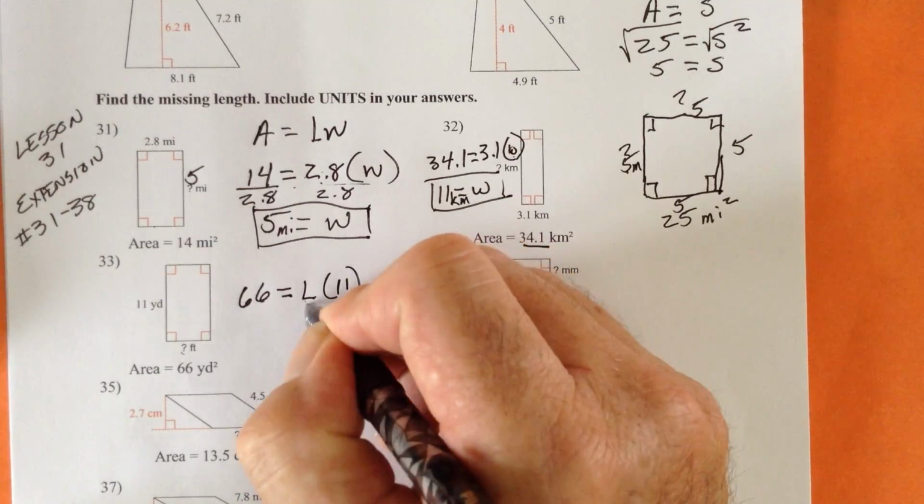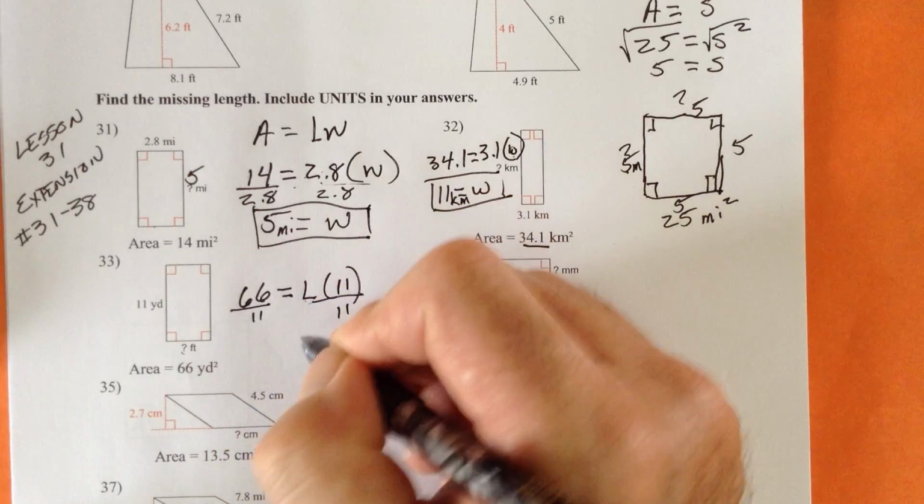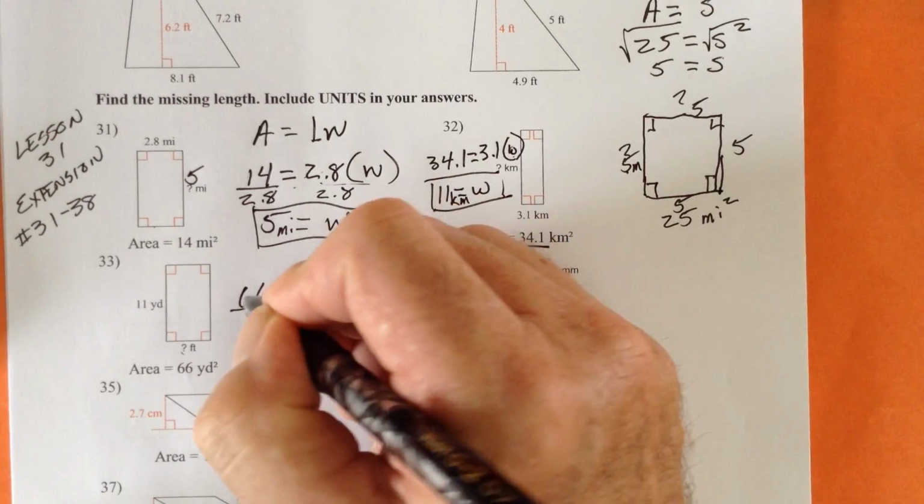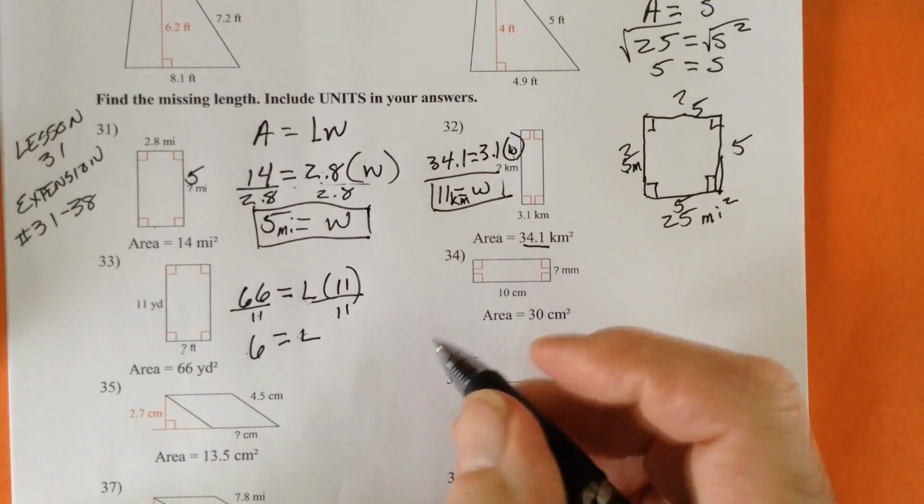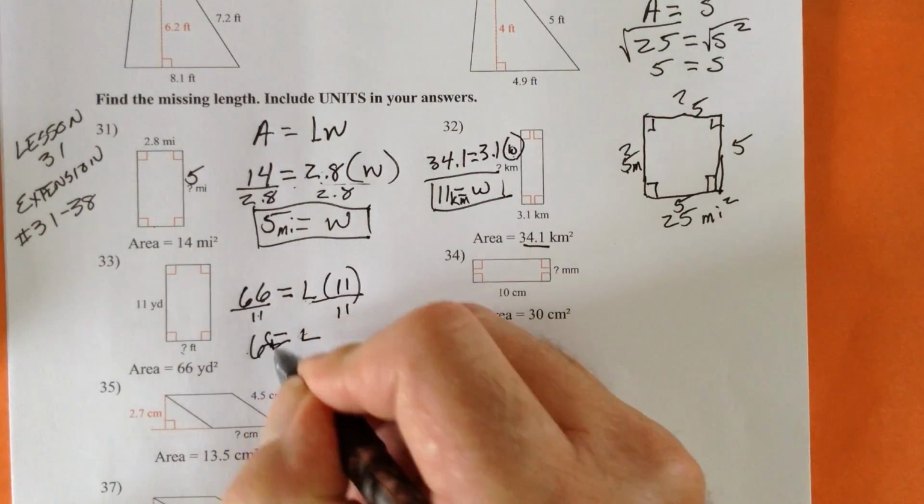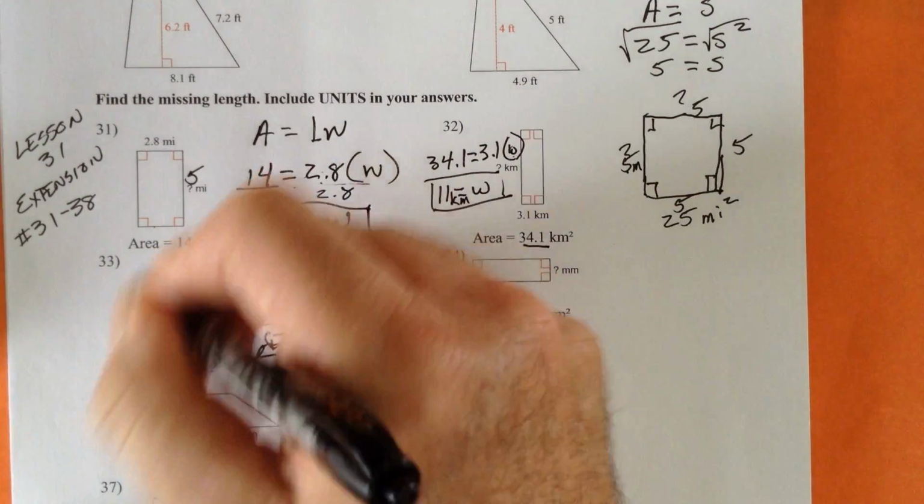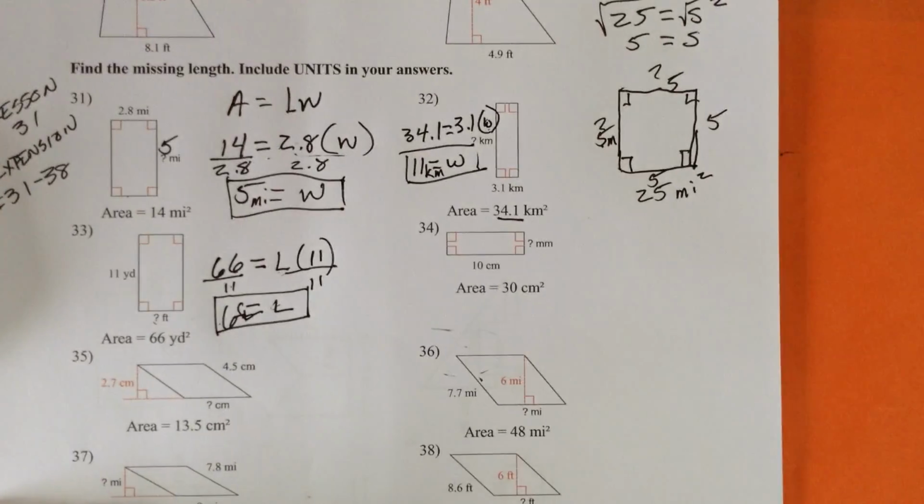Or the algebra way: the opposite of multiplying is dividing. So therefore, the length would be 66 divided by 11, which is 6. So this missing number will be 6 feet. And then you can find the perimeter if they ask you to find the perimeter. I'll go ahead and do the rest of these up to 38 quickly here.